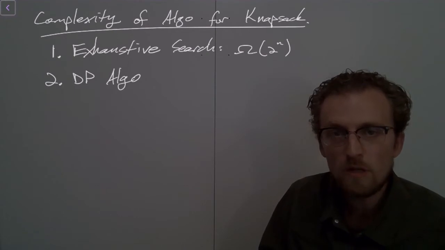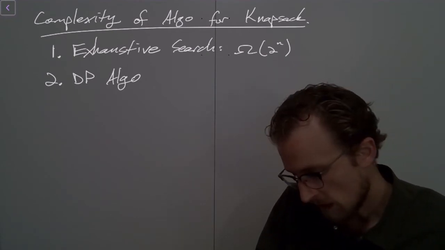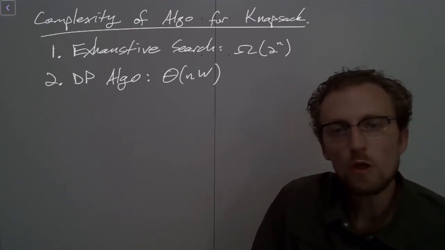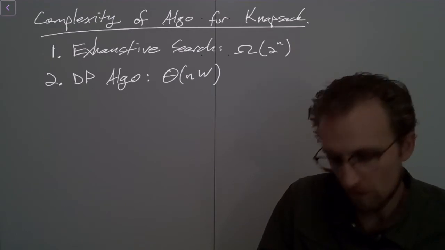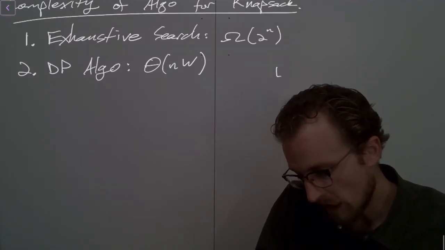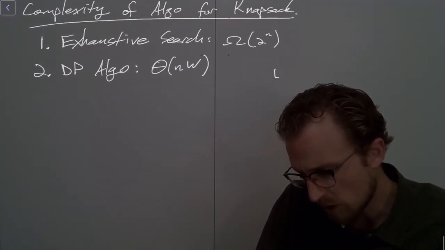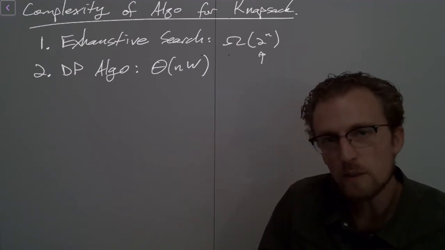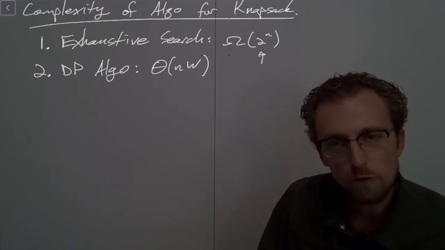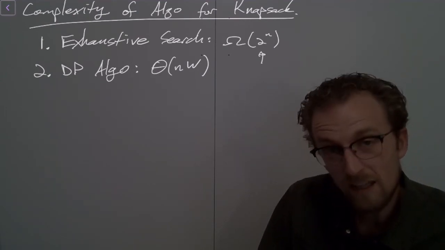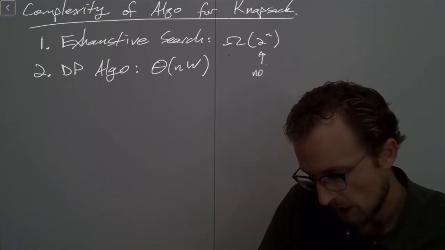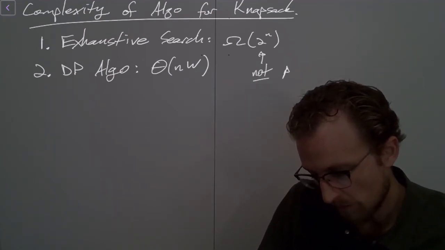Okay, so now number 2, the DP algorithm, regardless of whether we use top-down or bottom-up, is big theta of n times W, right? Which looks like a polynomial time algorithm, right? We haven't talked too much about the distinction between polynomial and exponential, but if you don't know this and have intuition for this already, the exponential is clearly not polynomial time, right? 2 to the n is not polynomial in n.